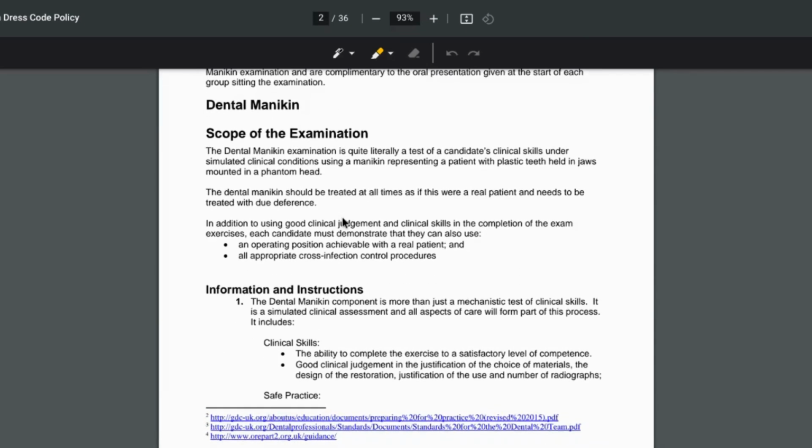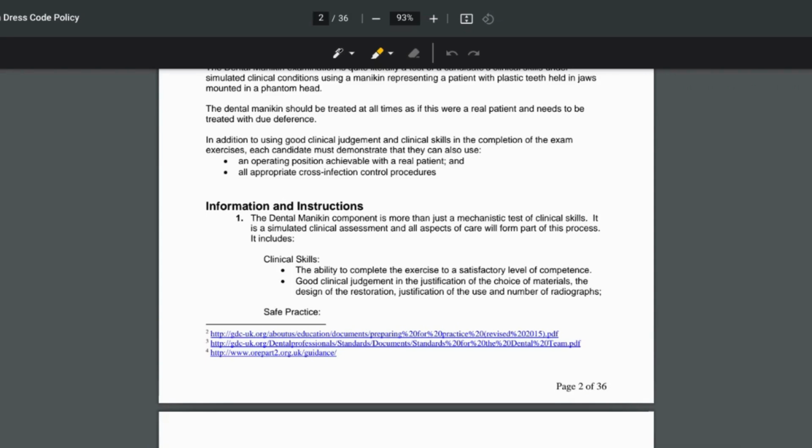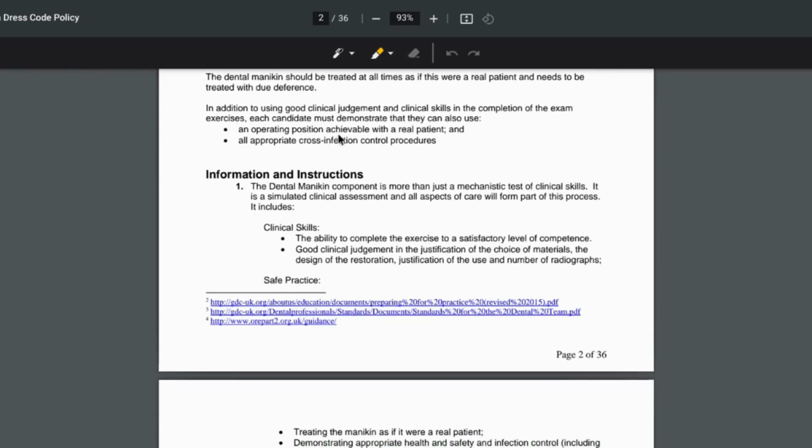If we talk about the dental mannequin, the scope of examination is that, of course, it's not a patient. But when you will be sitting for the exam, the examiners will be assessing your operating position, which is very important with a real patient, and all appropriate cross infection control procedures. You may not be transferring or giving any disease to the mannequin, but you will be assessed on that basis. So basically you have to treat the mannequin as your patient.